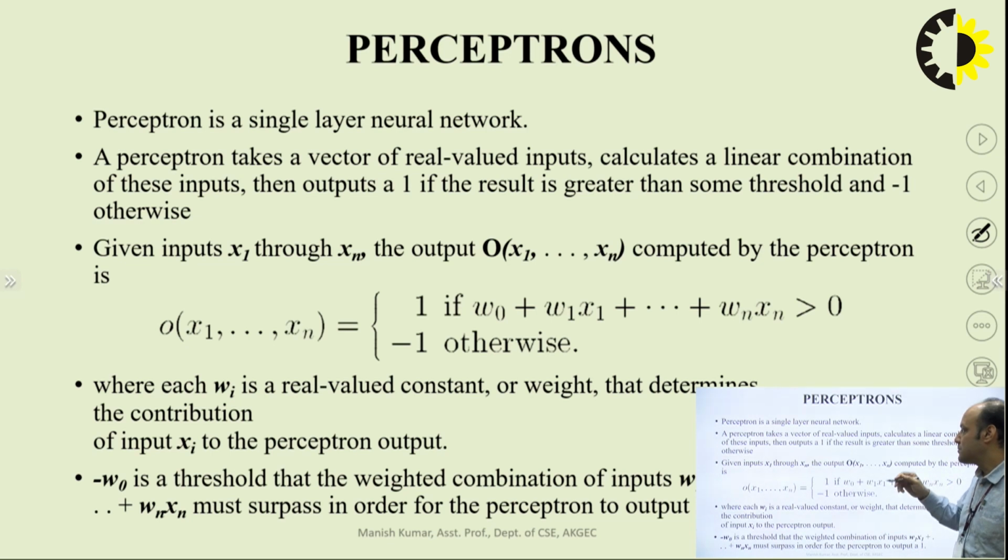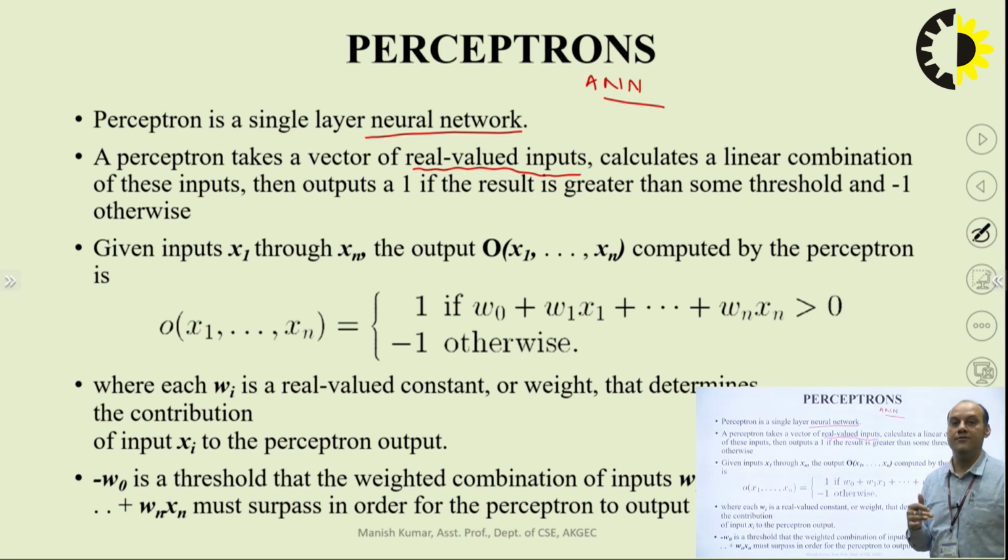Inspired by the artificial neural network, a model has been developed that is called the Perceptron model. This Perceptron is a single layer neural network. We will give an input. What type of input? Some real valued input should be given. And how are we going to calculate? We do the calculation using a linear combination.